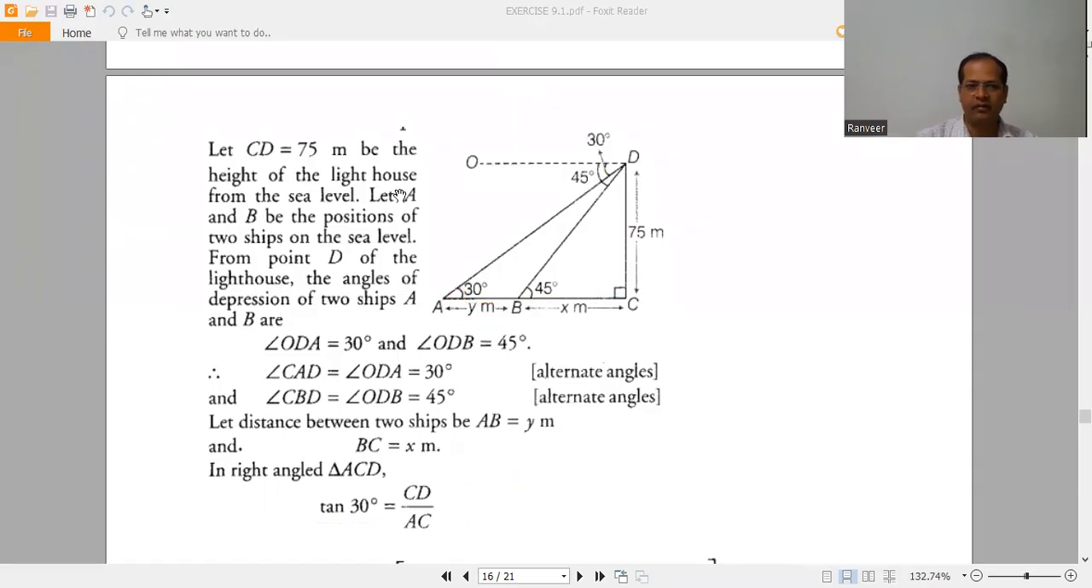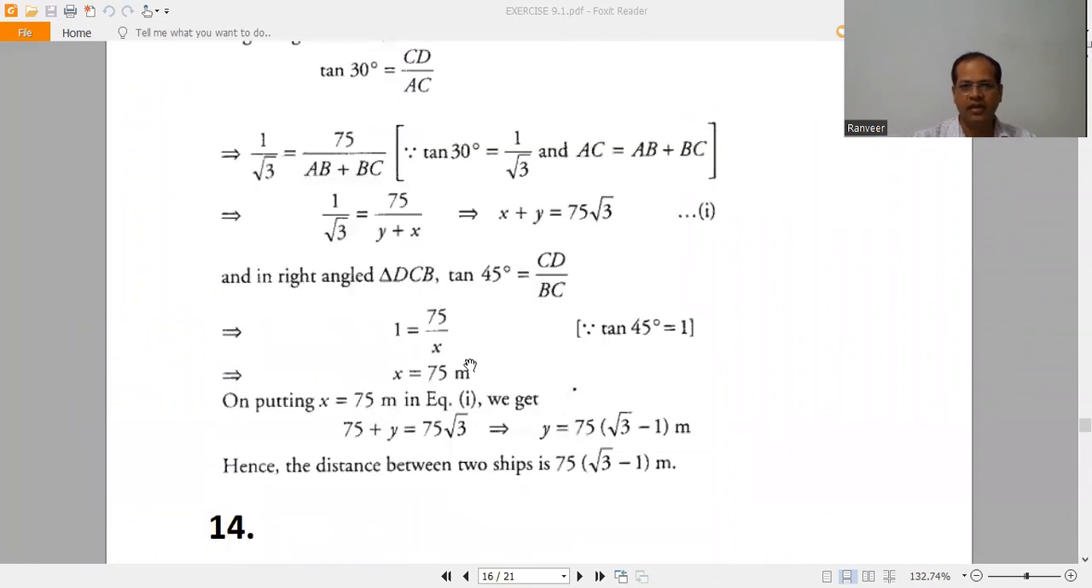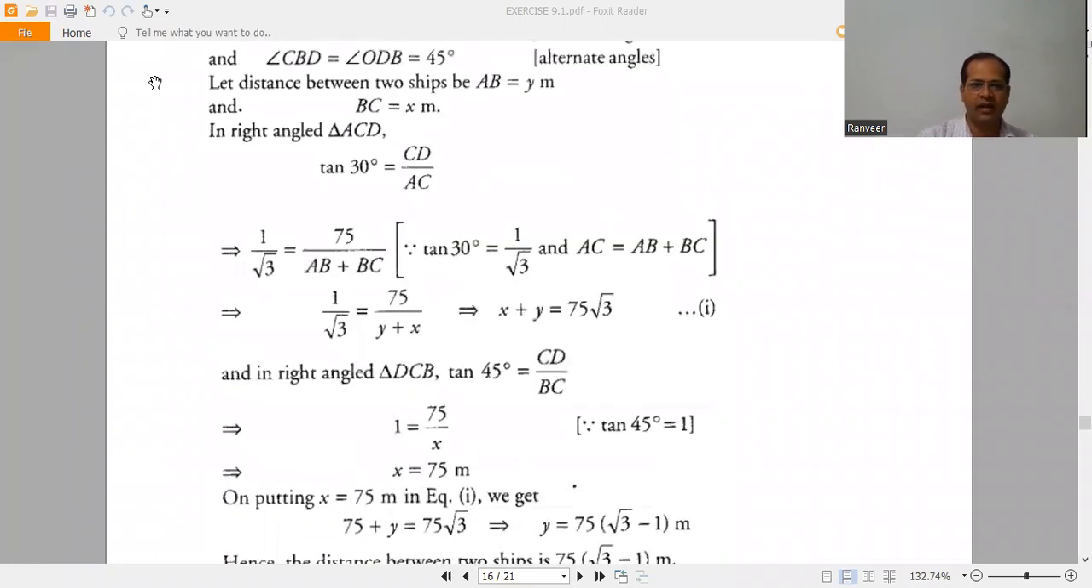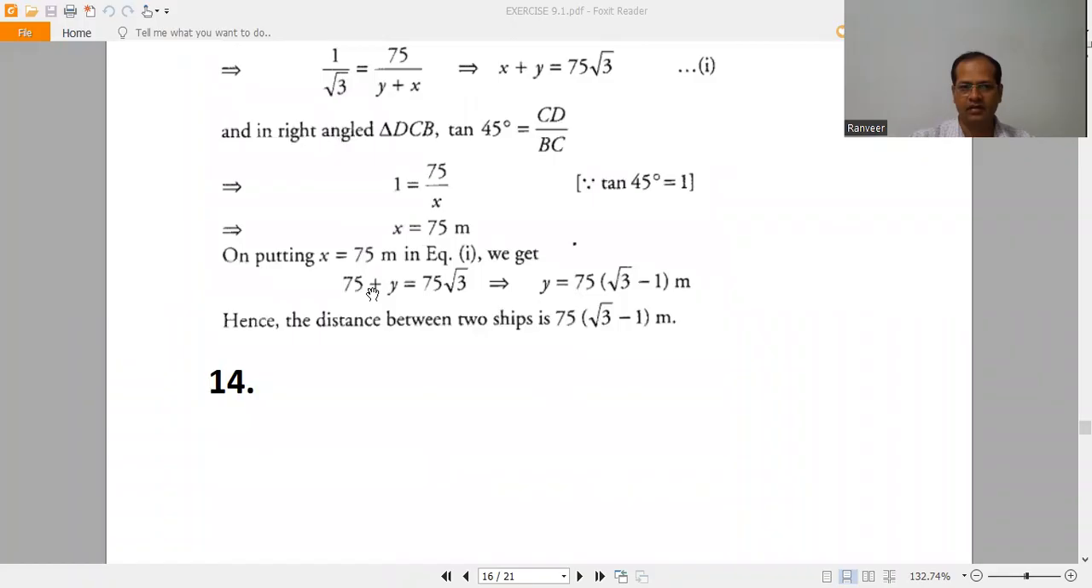After that tan 45 we will take. So here first of all, after substituting the value, 75 divided by x plus y, this is the first equation. And tan 45 we will take, this is CD by this, that is the height of the tower, 75 by x. So x equal to 75 meter, we have to substitute here and we will get the value of y. 75 plus y, 75 root 3, y equal to 75 root 3 minus 1. So this is the distance between two ships.